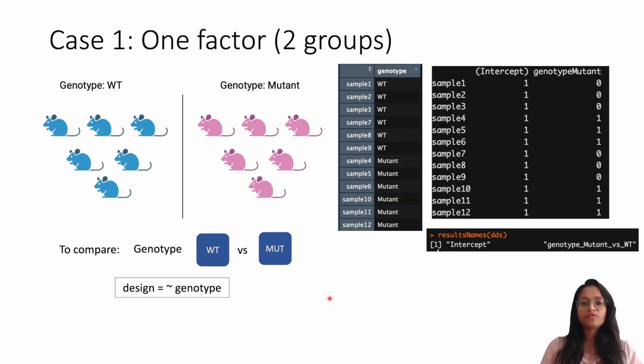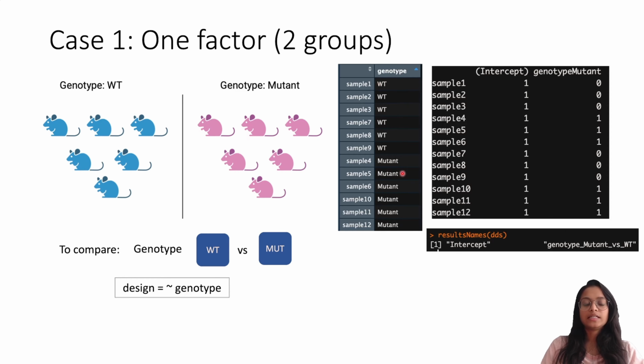So let's consider the first case, which is a very simple experimental design, which contains just one factor, that is genotype, with two groups, that is wild type and the mutant mice. And let's say the goal of the experiment is to identify genes that are differentially expressed between mutant and the wild type mice. So the design here is going to be very simple. We are just going to provide the genotype because we are interested in comparing the groups within that factor.